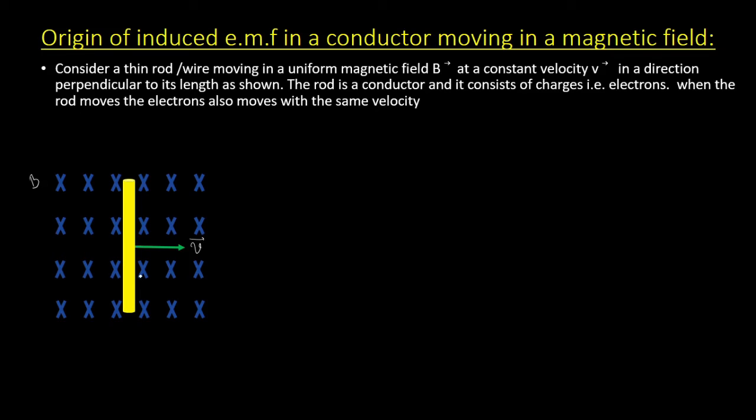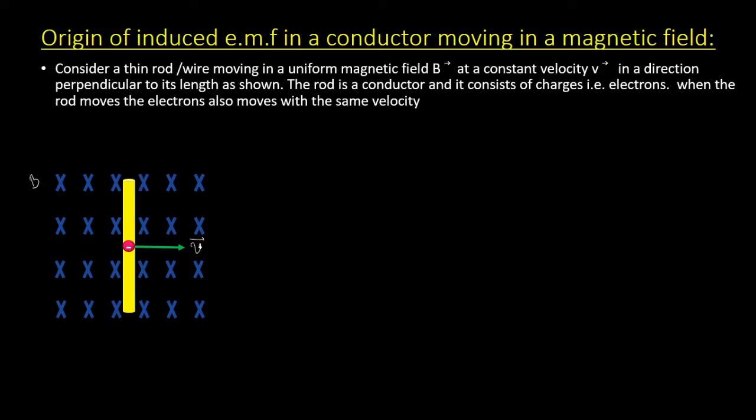And since it is a conductor, it will have free electrons in it, and when the rod moves, each and every electron can be assumed to be moving towards the right with the same velocity V, right? So each and every electron will be moving in the same direction as the rod itself.